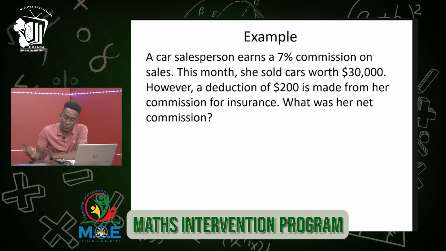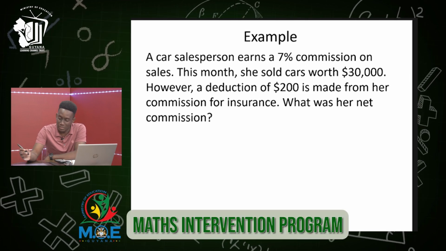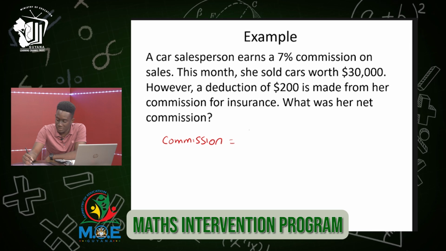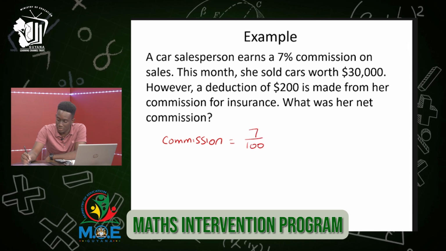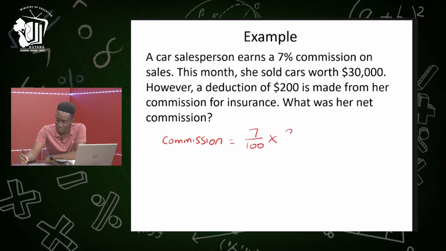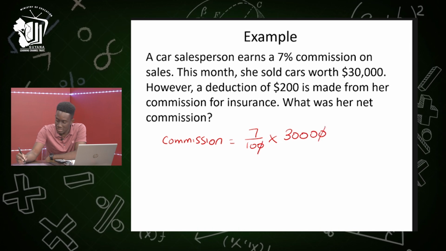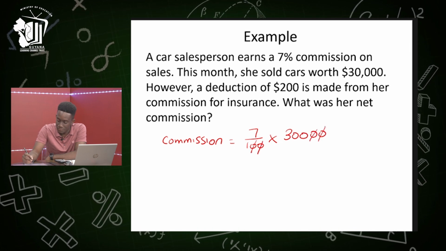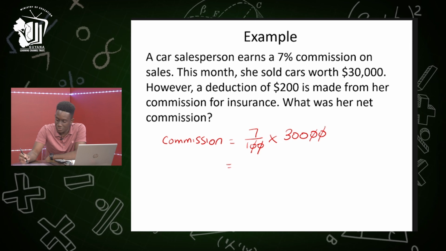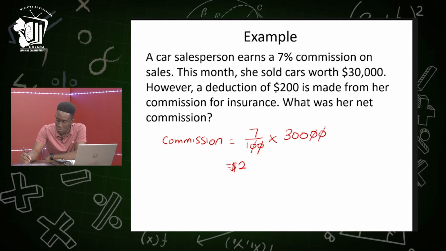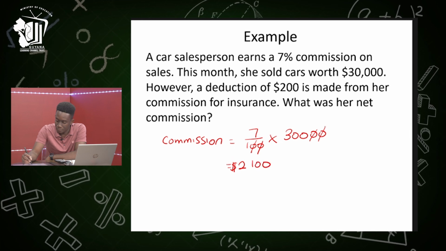So we first have to find what is 7% of the 30,000. Her commission would be 7%, which is 7 over 100 multiplied by 30,000. So this 0 cancels with that 0. This 0 cancels with that 0. 7 times 300 would give us $2,100.